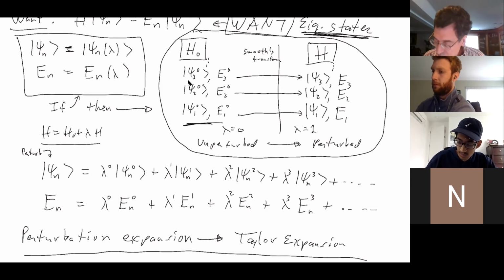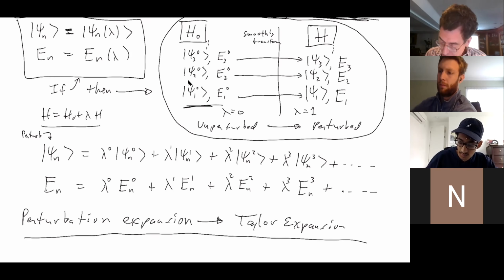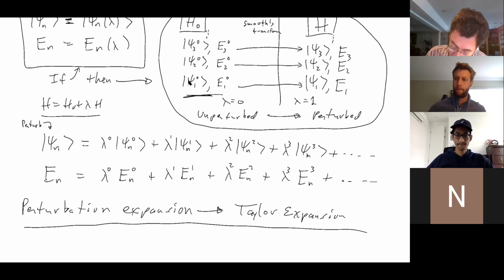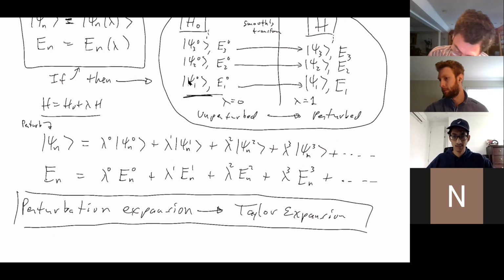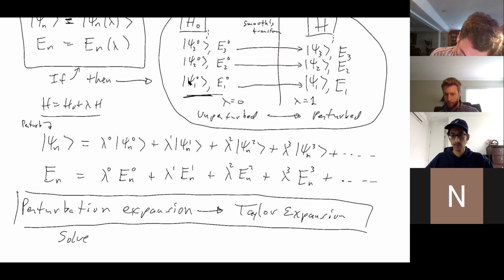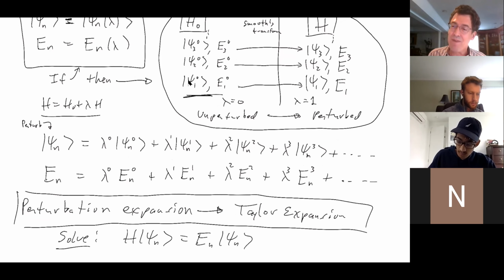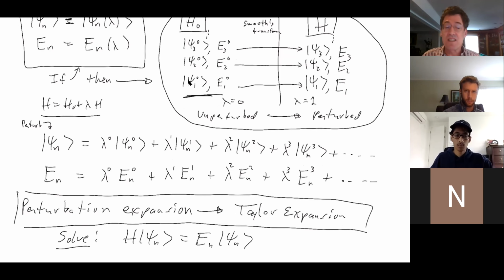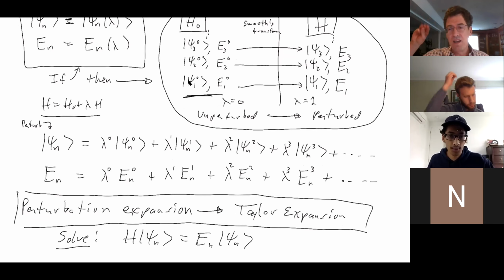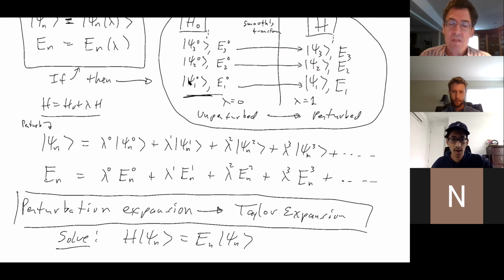Although we got to end. But we're going to end now. What we're going to do in the next class is take this perturbation expansion and solve this problem: H psi is equal to E psi. That's the whole name of the game, to solve that problem. And we're going to solve that problem using perturbation theory. That's what we're going to do in the next class. Okay. Bye.